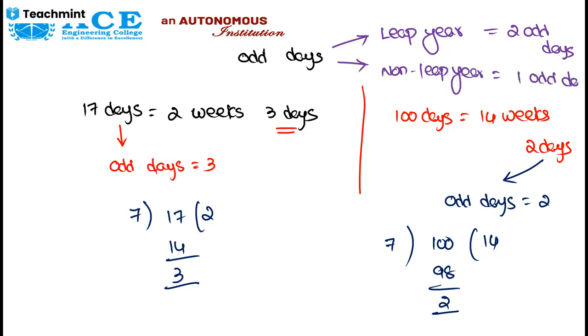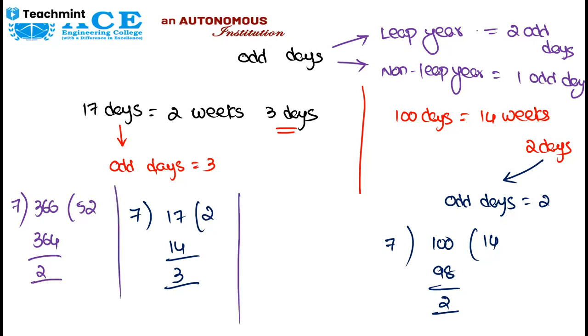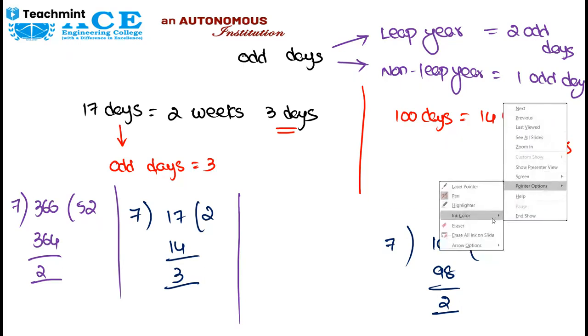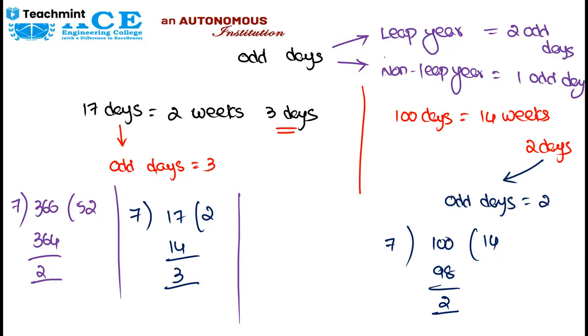So leap year, how many odd days? Non-leap year, you can take 366, 52 times, we'll get 364, and you get the remainder 2, my dear friends. Right, so we can claim that you have 2 odd days for a leap year, and for a non-leap year, 1 odd day.